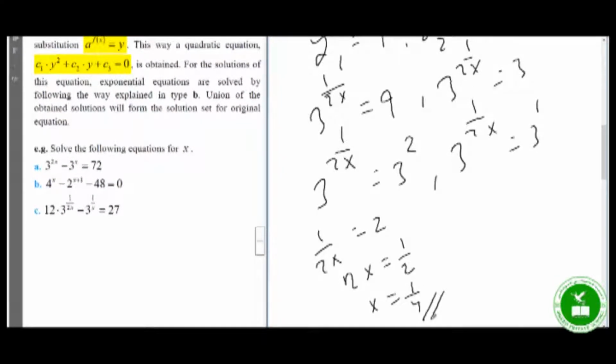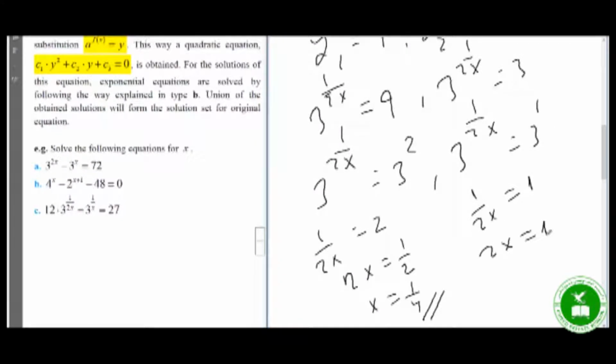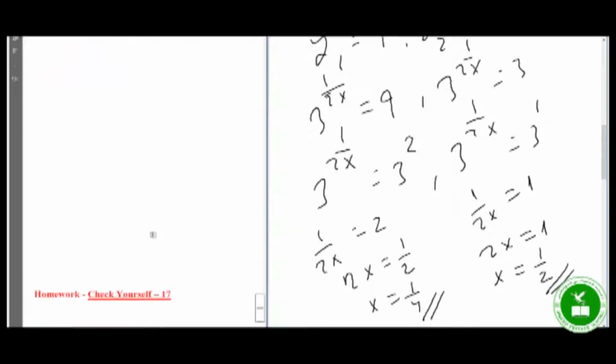And for the second solution, 1 over 2x is equal to 1. So 2x will be equal to 1, and x is equal to 1 over 2 is the second solution for x. And check yourself, 17 in your math box is your homework.